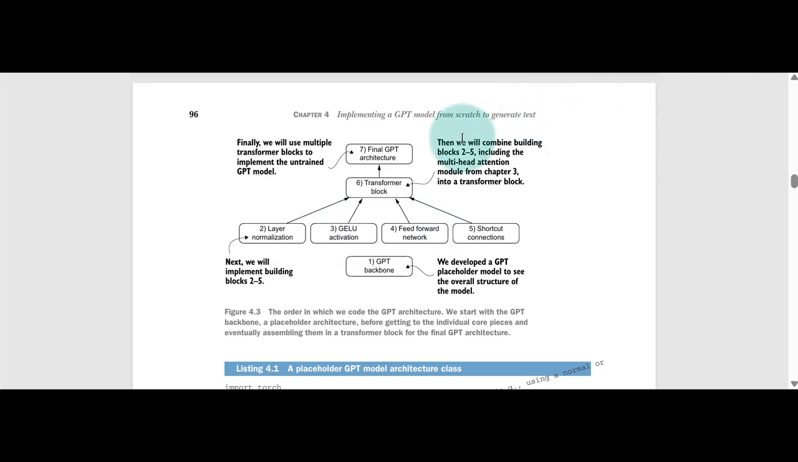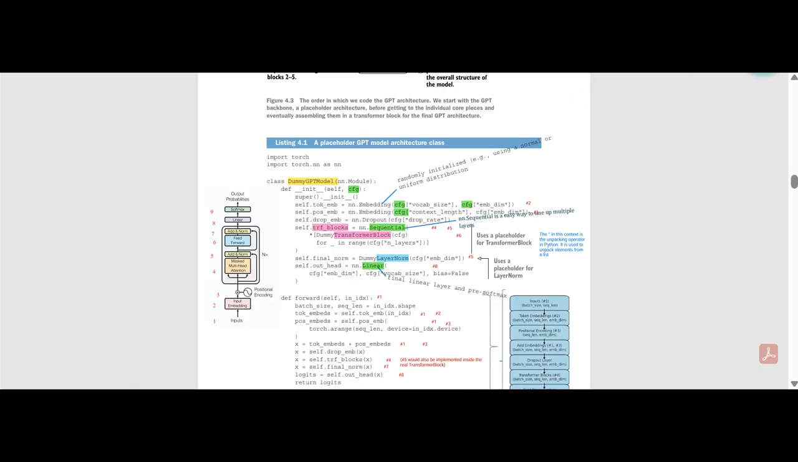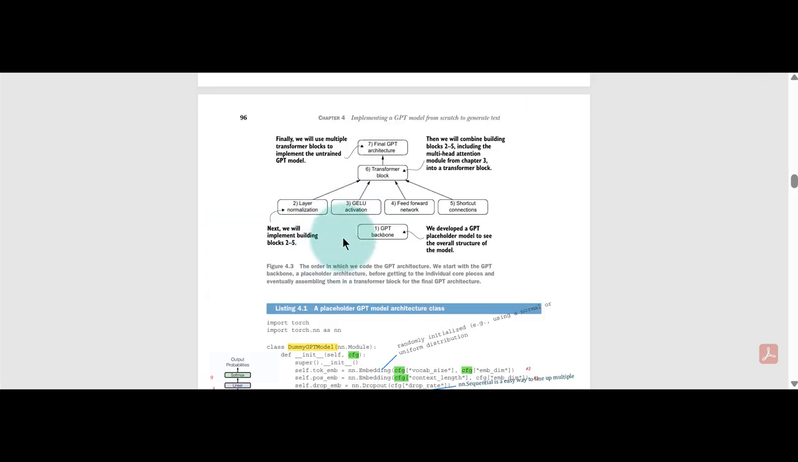And then we get anyway. But we want, and that would all be contained in the GPT architecture, or the GPT backbone, or what did we call it? The dummy GPT model. But then if we actually fill in the class, we wouldn't call it dummy anymore. Okay, so, oh, this is figure 4.3, by the way.